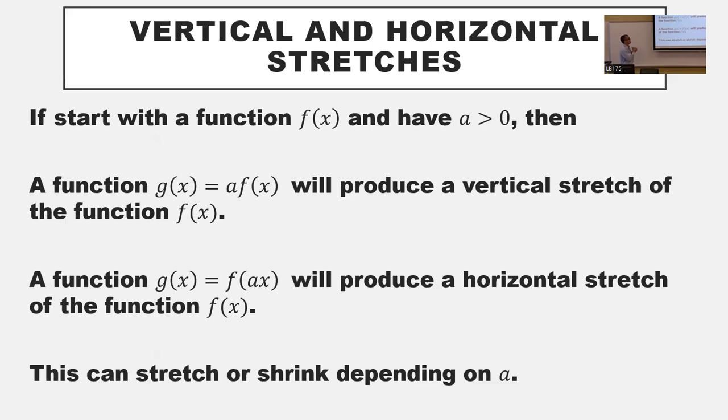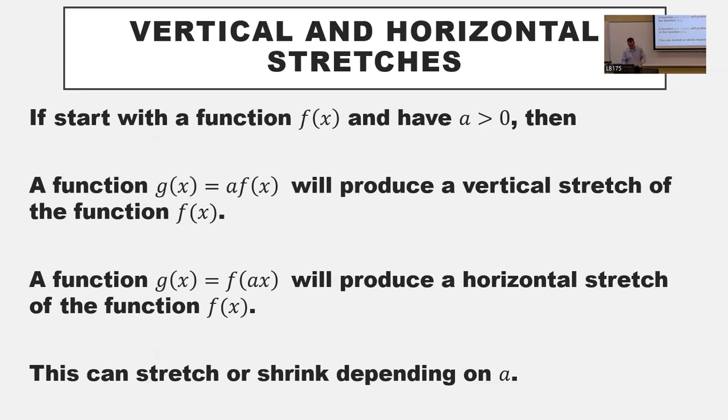So multiplying the output produces a vertical stretching or shrinking. Multiplying the input by an A produces a horizontal stretching or shrinking. Which should make sense. When you multiply the output, you're multiplying the y value. So you're getting a vertical stretch or a shrink. When you're multiplying the input, you're multiplying the x value. And that's a horizontal stretch or shrink.